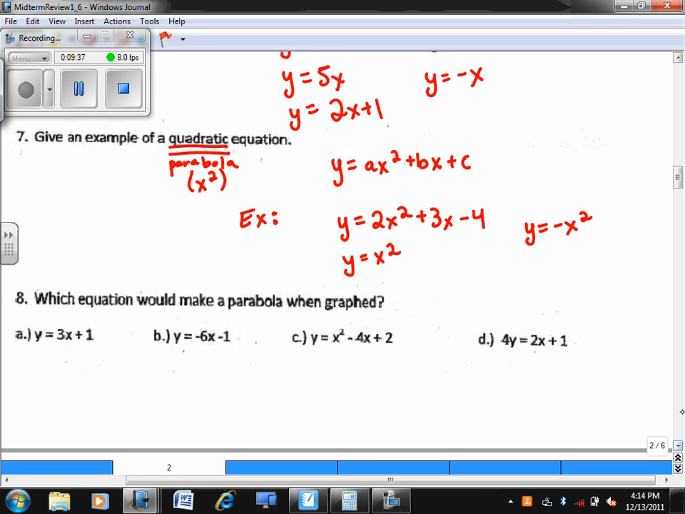Okay, so knowing what we do for 7, number 8 should be easy. Which equation would make a parabola when graphed? Well, we want a parabola, so we want a quadratic. So that means we need an x squared. Which one has an x squared? C. It's the only one with an x squared. So it has to be C. 8 is C.